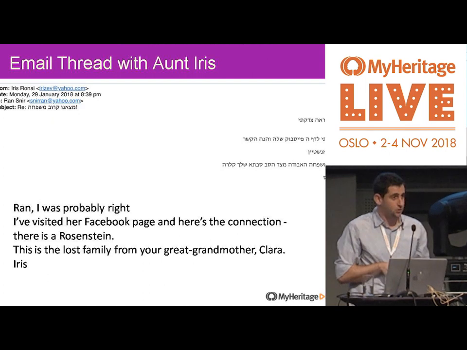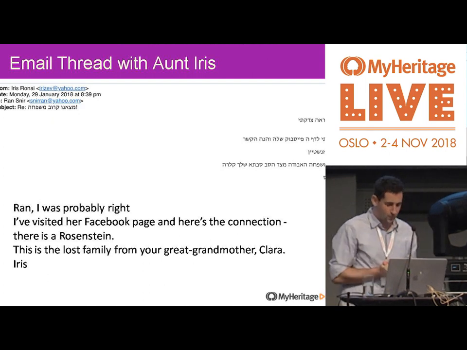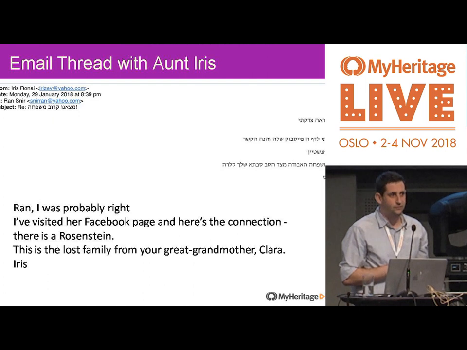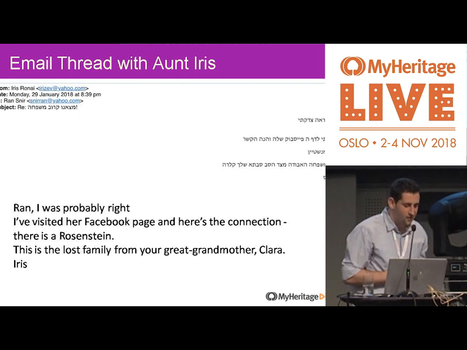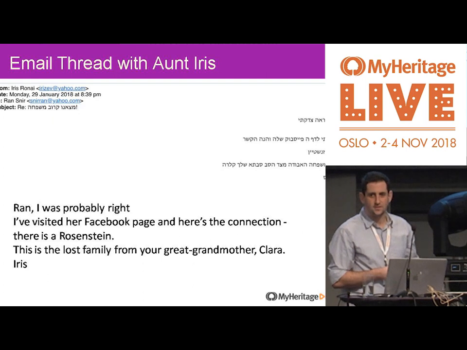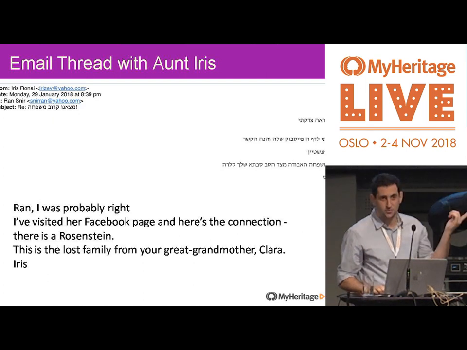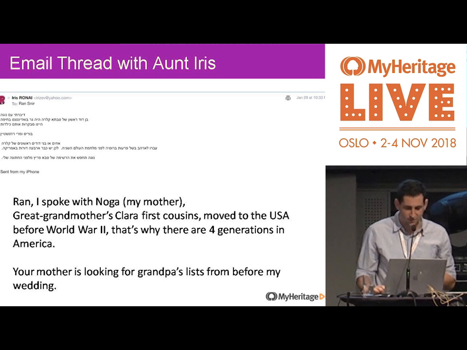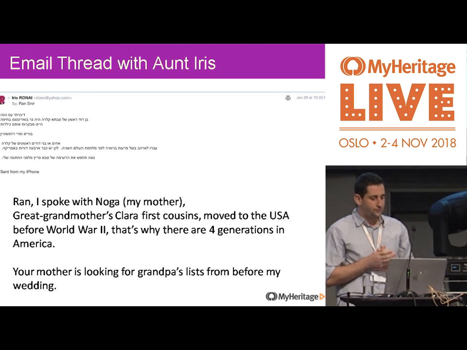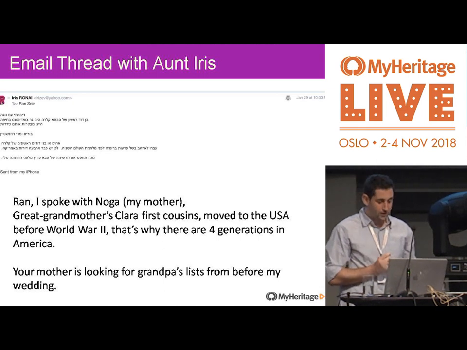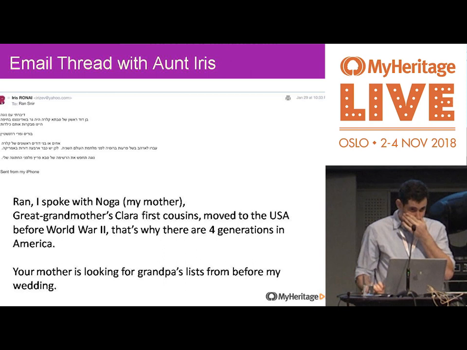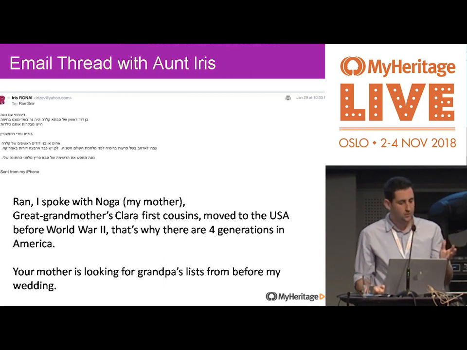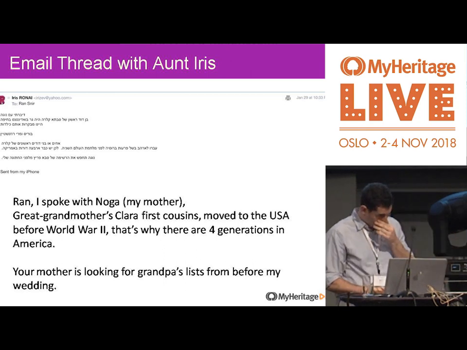I visited Edie's Facebook page. I went to her Facebook page and I looked at her connections, her friends. That information is usually public, FYI. And I saw a lot of Rosensteins. The Rosensteins, obviously not Chati and Benji Rosenstein, who passed away about 150 years ago. And this is the lost family from your great-grandmother Clara, Iris. So that was cool. So we knew we were in the right direction. And we kept on going.